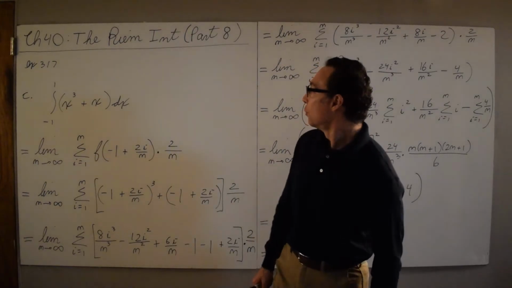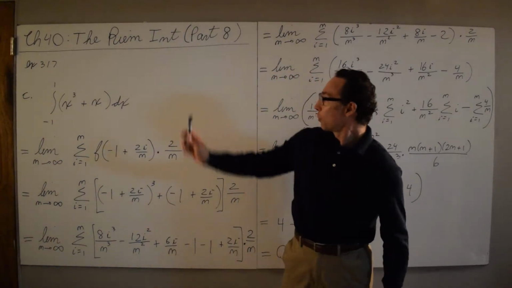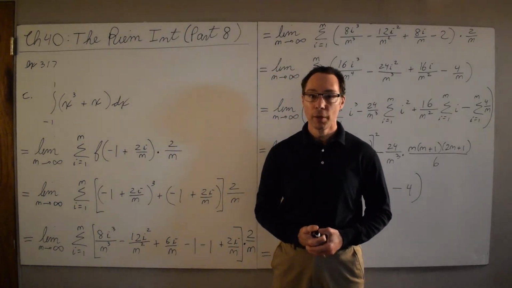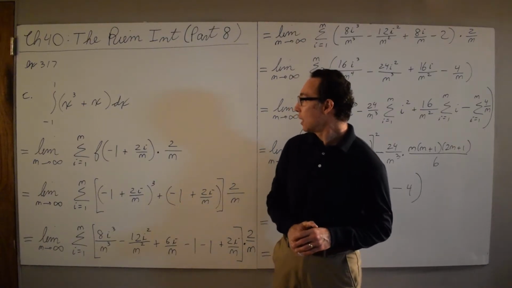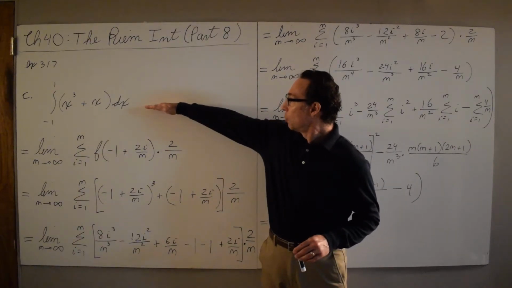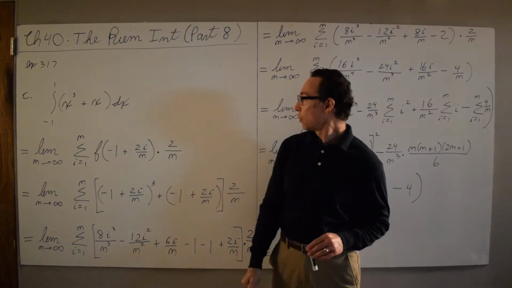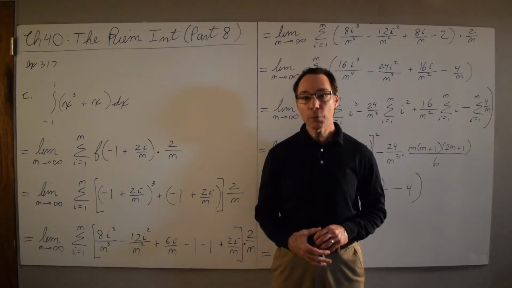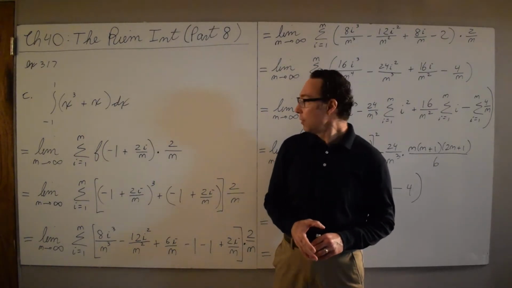This is the 8th and final video from chapter 40 on the Riemann integral. And we will do a second example. So we will do part C from example 371. Part A was a linear function. I did that in the previous video.